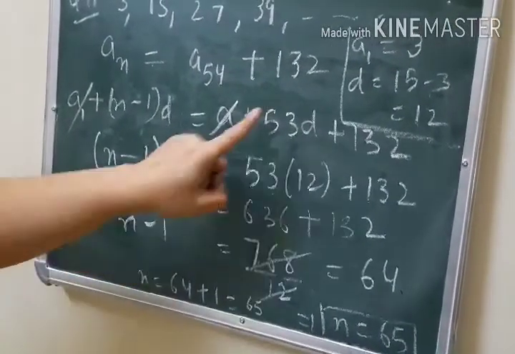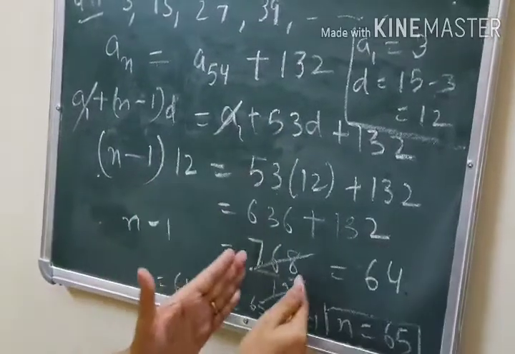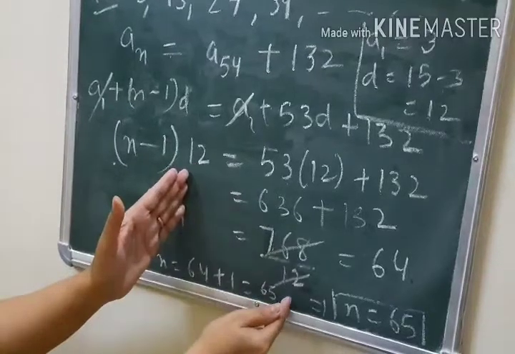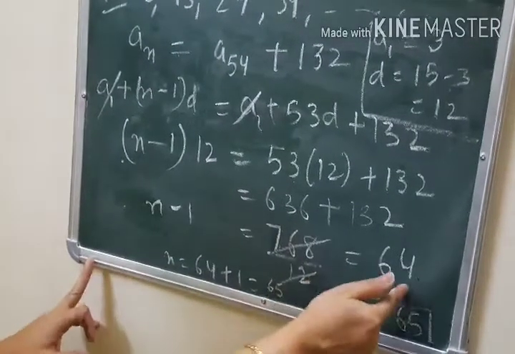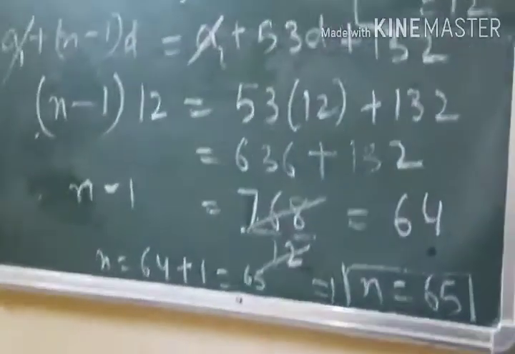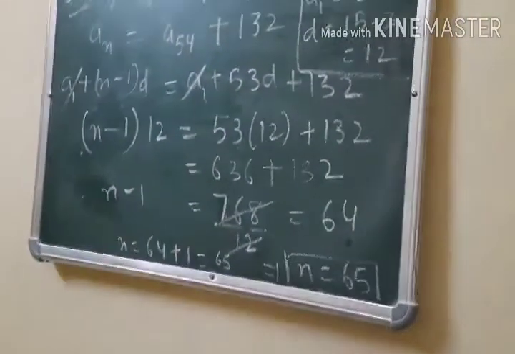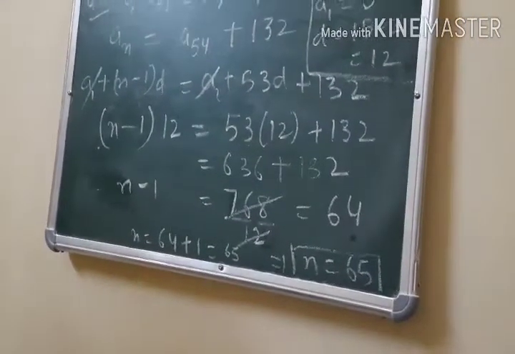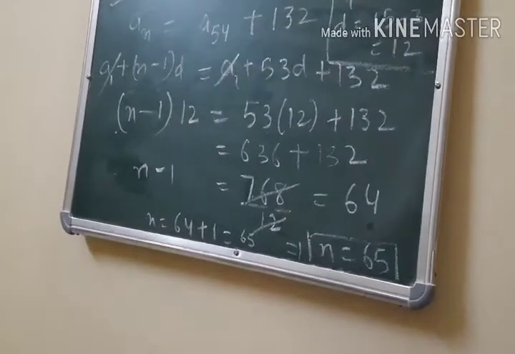Now when you solve this, you get the answer 768. Now 12 is multiplied here, shift it to this side in the denominator, cut it, you get 64. Add 1 to it: minus 1 will shift there and become plus, and the answer is 65. So this was your question number 11. Now question number 12.